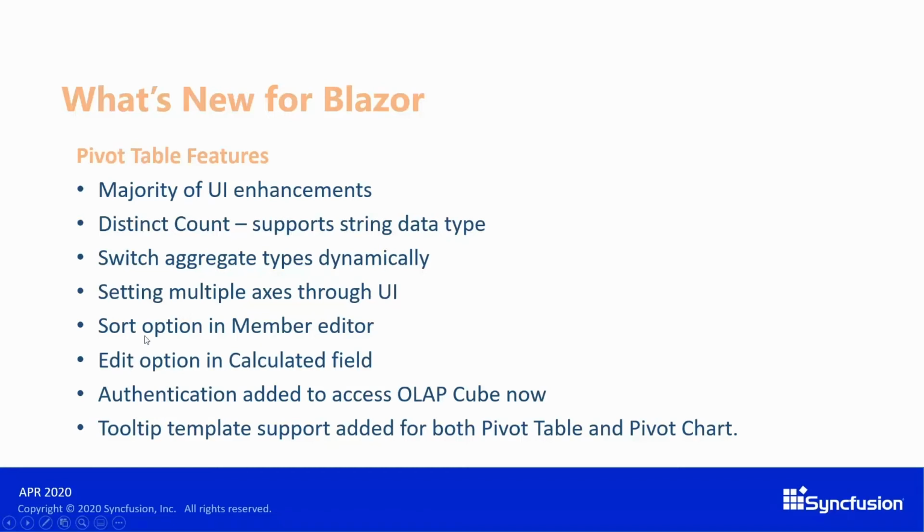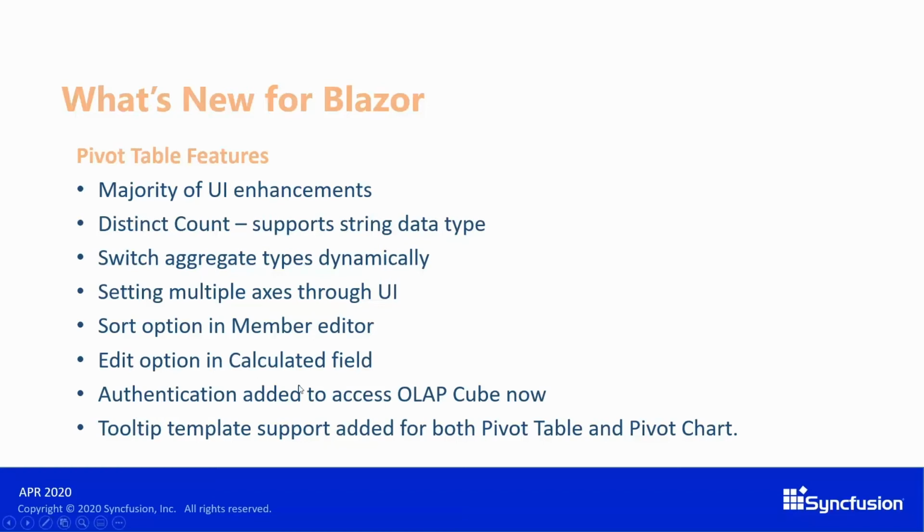Regarding the UI updates, the sort option has been added newly in the member editor, and also to the calculated field, the edit option is now displayed on the button. And authentication support has been introduced. So to access the OLAP cube, you can now set the credentials in a report to connect it to the pivot table. Also, tooltip template support has been added, which you can utilize both for the pivot table as well as the pivot chart.